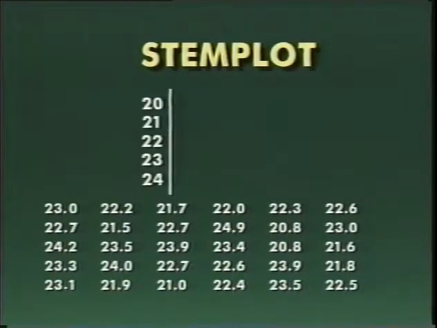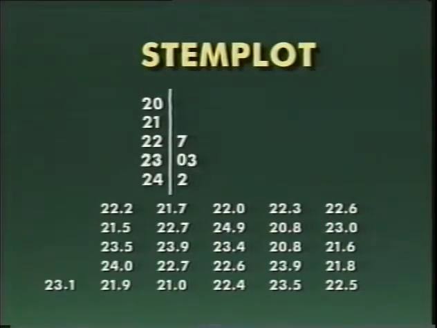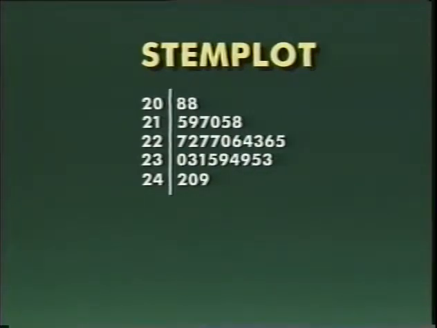First, arrange the stems in order with a vertical line to their right. Now go through the list of observations, putting the leaf on the proper stem for each. When we're finished, we have this. Now arrange the leaves in order out from the stem. Now we can begin to clearly see the distribution of values.